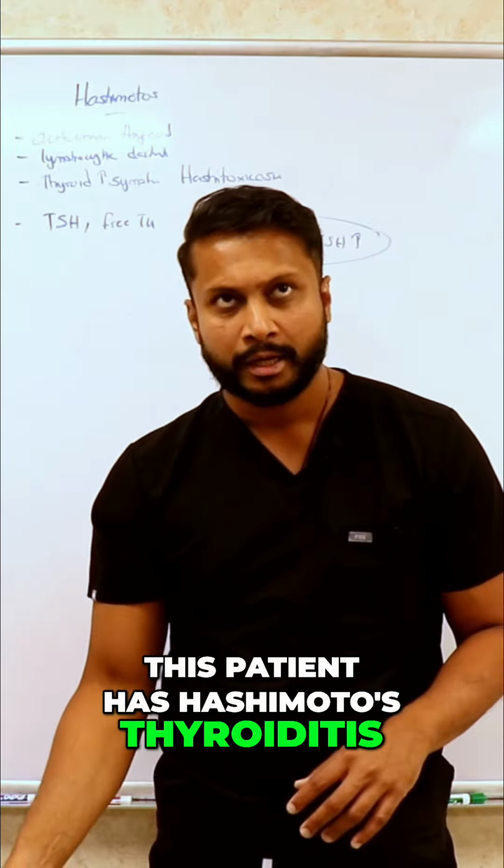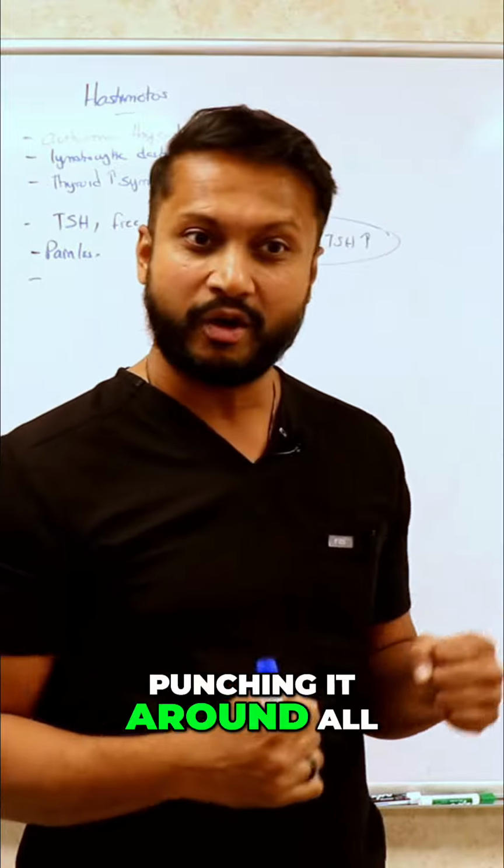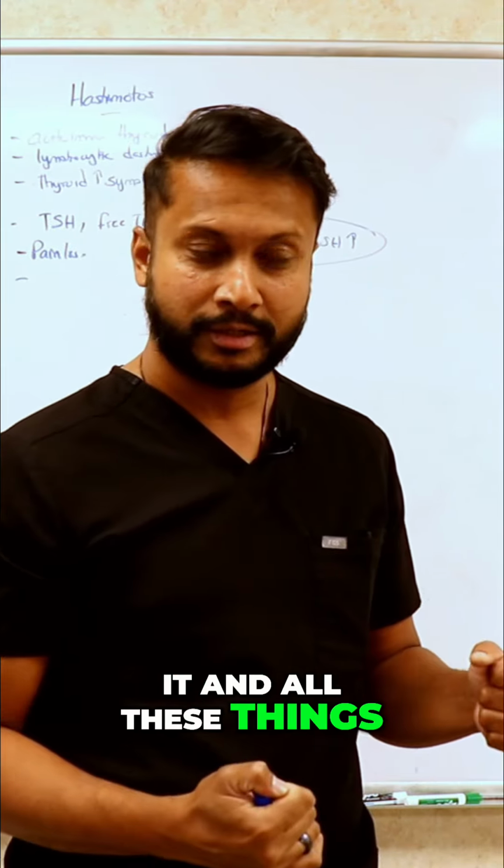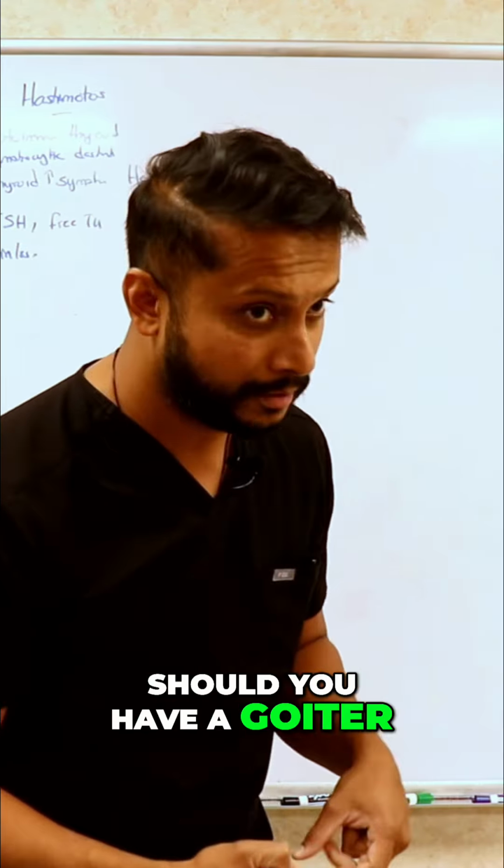If you look at the patient's thyroid gland, is it going to be enlarged? But I'm telling you, you're destroying the thyroid gland. Why would it become big if you destroy it? Should you have a goiter with Hashimoto's thyroiditis? But if you're destroying it and punching it around all over the place and poking it and stabbing it and all these things, should you have a goiter? Why would you have a goiter if you're having destruction of the gland? Does it make any sense?